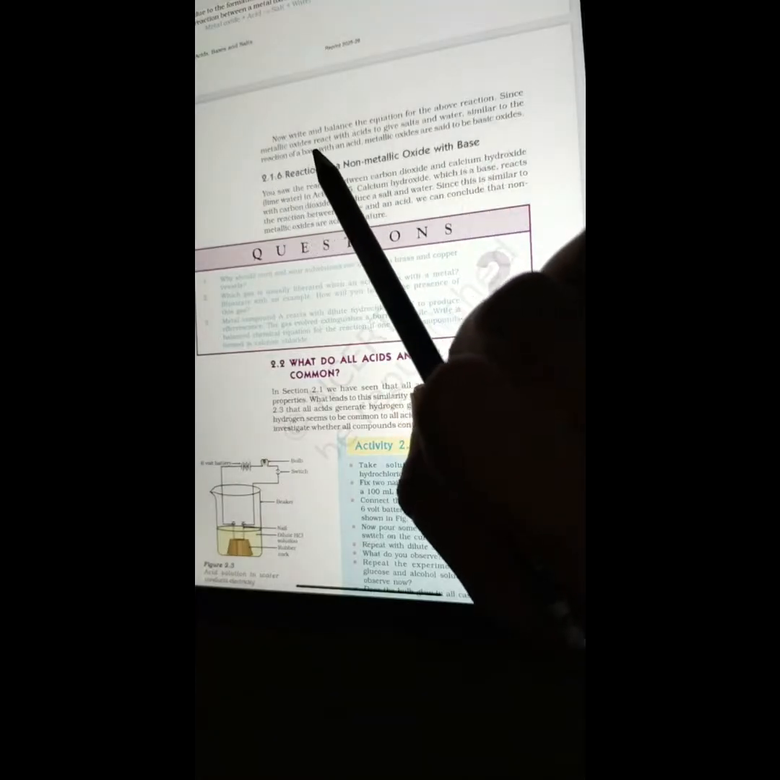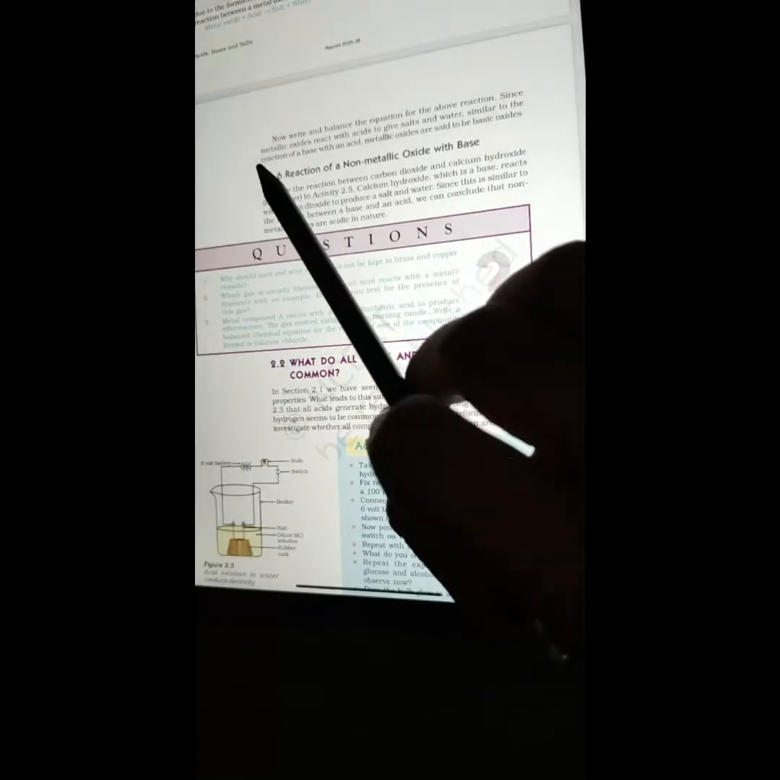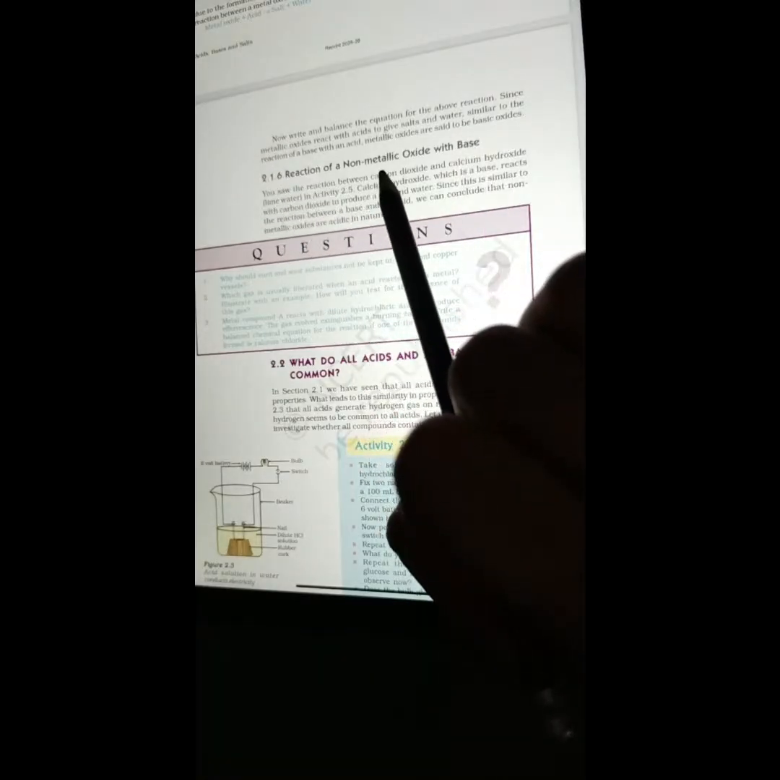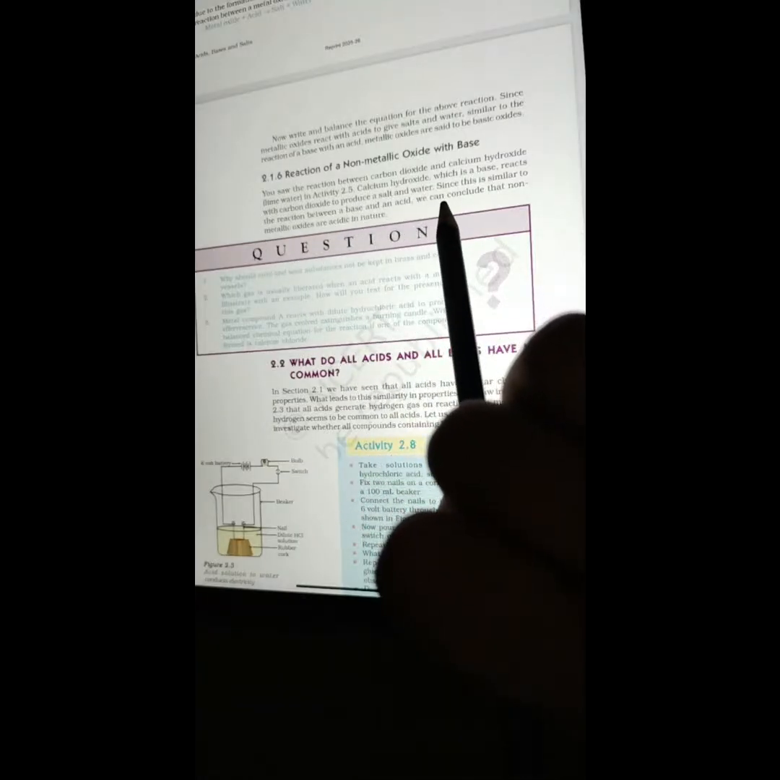Since metallic oxides react with acids to give salts and water, similar to the reaction of a base with an acid, metallic oxides are said to be basic oxides. 2.1.6 Reaction of a non-metallic oxide with base. You saw the reaction between carbon dioxide and calcium hydroxide, which is lime water, in activity 2.5. Calcium hydroxide, which is a base, reacts with carbon dioxide to produce salt and water. Since this is similar to the reaction between a base and an acid, we conclude that non-metallic oxides are acidic in nature. In-text questions, there are three.